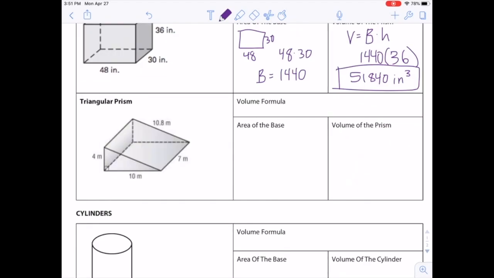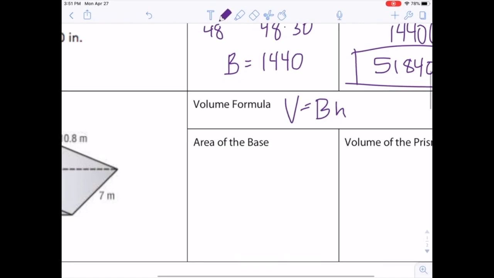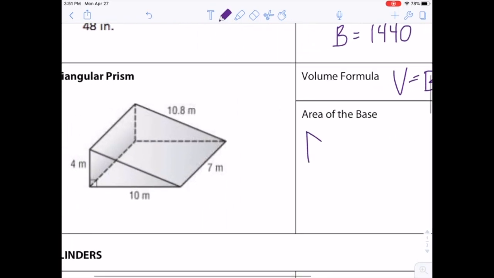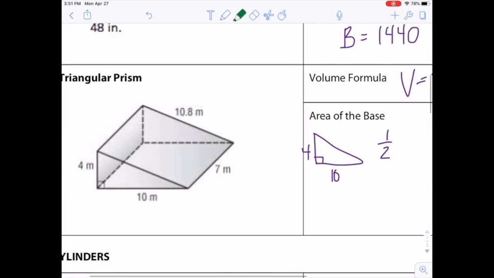So the triangular prism is a little different. Our formula is still the same, big B little h. It's just that now our base is a triangle, so I'm going to find the area of that triangle. And I know it can be confusing. Why is the base on the side? But remember, they're the ones that are parallel to each other. So these ones are parallel, those are the bases.